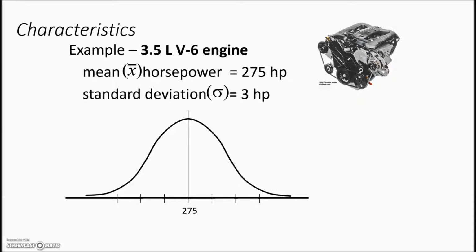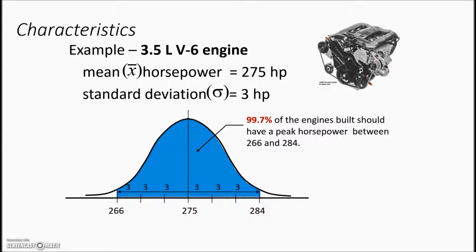And to show how this works, back to the engine again, we have our mean of 275. We're going to add 3 standard deviations. 3 times 3 is 9, or 3 plus 3 plus 3 brings us out to 284. Subtract 3 standard deviations from 275, which gives us a range of 266 to 284 power levels for 99.7%. Engines that have power greater than 284 or less than 266 are in that 0.3% that we haven't accounted for so far.